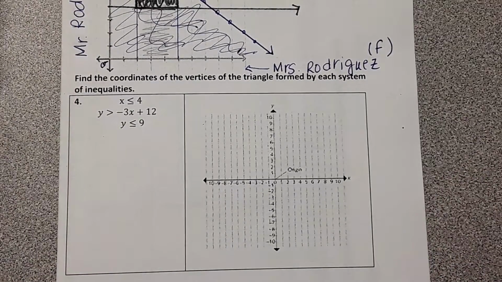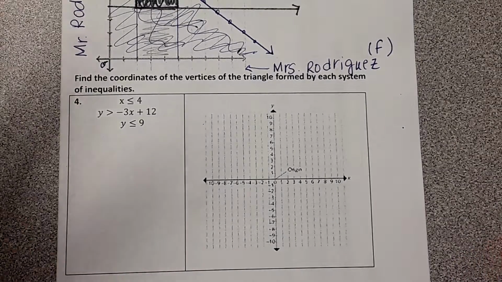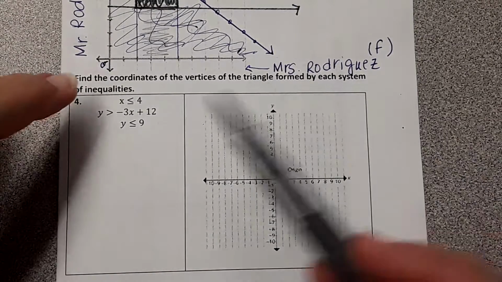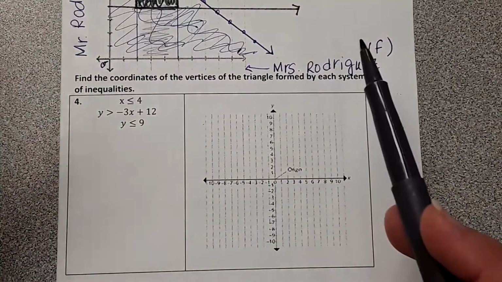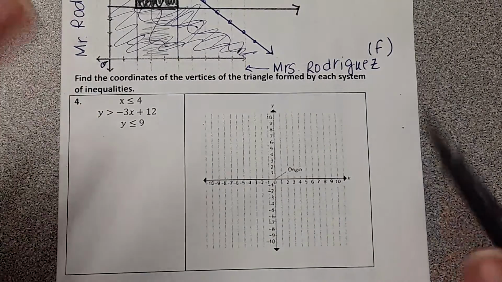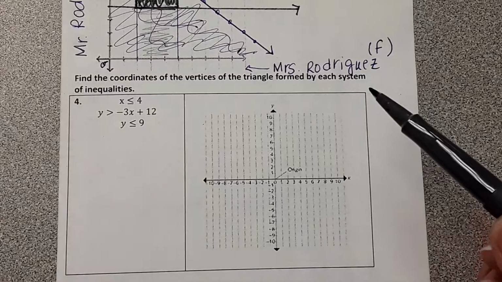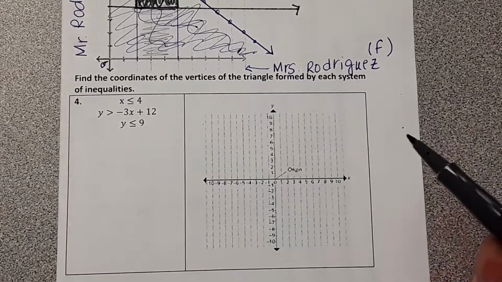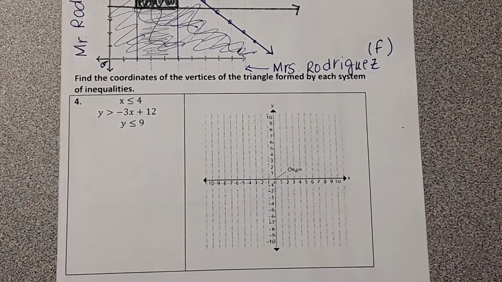We're going to do the same thing, except this time, when we're done graphing, we're going to look for our vertices. There are 3 inequalities, which means we're going to have 3 vertices, which means we're going to make a triangle. If you have 4 vertices, then you would have made a quadrilateral. I'm not going to say square or rectangle, it's just because a quadrilateral has 4 sides. Are you ready?